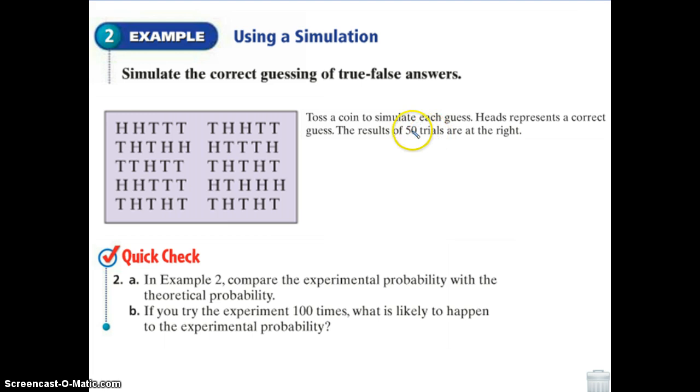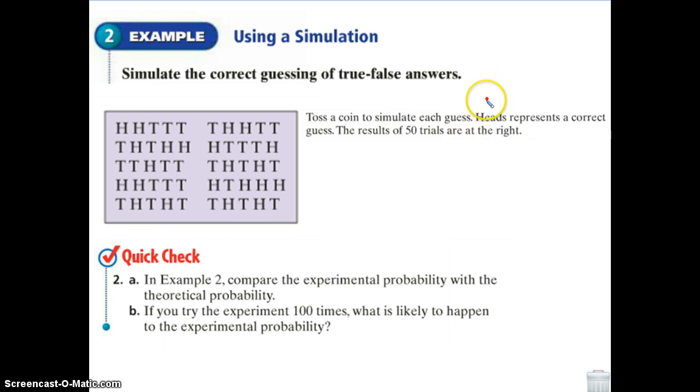Now, I could have you flip a coin 50 times, but that would be a waste of time and you guys wouldn't get your homework done and then you guys would be cranky. So we're just going to show you that we tossed a coin to simulate each guess. Head represents a correct guess. The results of 50 trials are at the right.